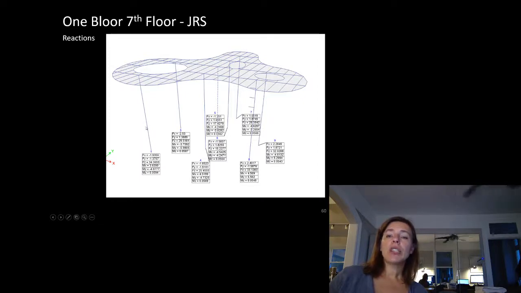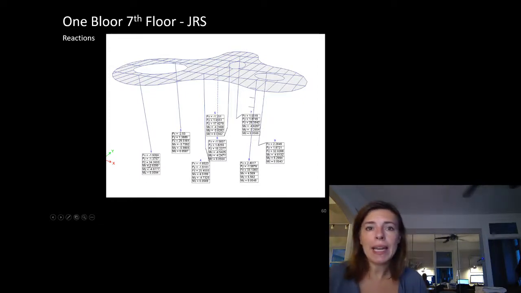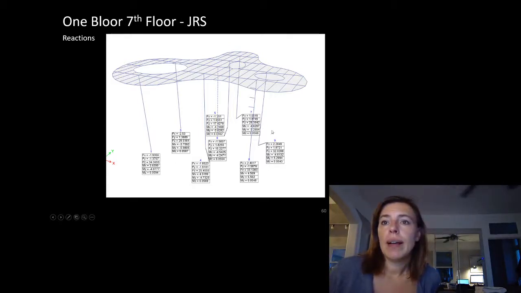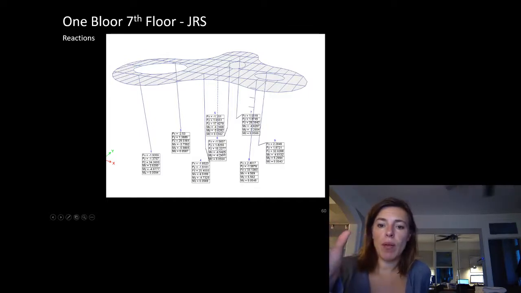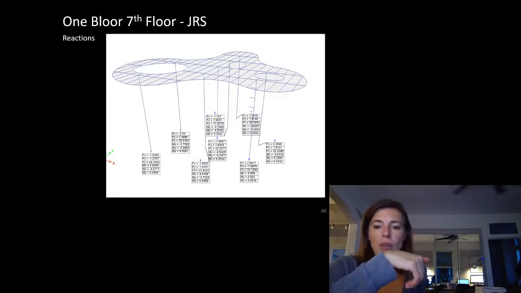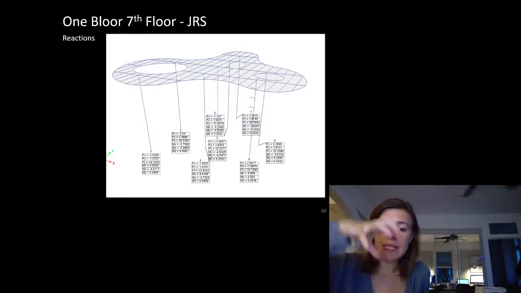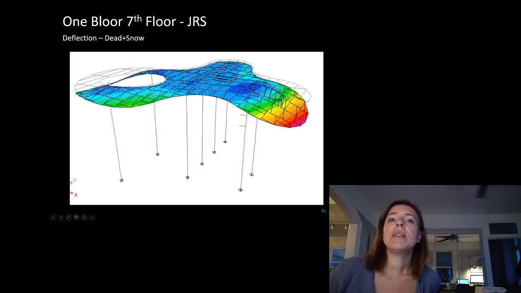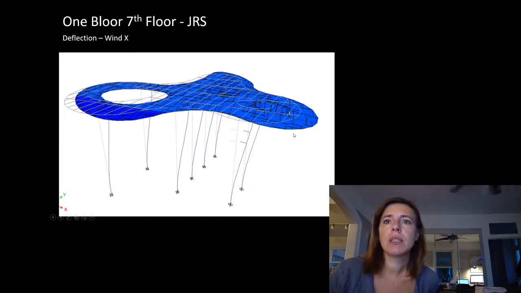Here are the reactions at the base of my elements. You can see they're moment connected. We've got gravity loads in the 20 to 30 kilonewtons range. We've got moment connections in all directions: moment around the base, moment about X and moment about Y. Those were detailed with plates anchored into the existing concrete building. And then here's the deflection profile for dead and snow. I forgot to pull off what the actual deflection was, but we were well within tolerance.